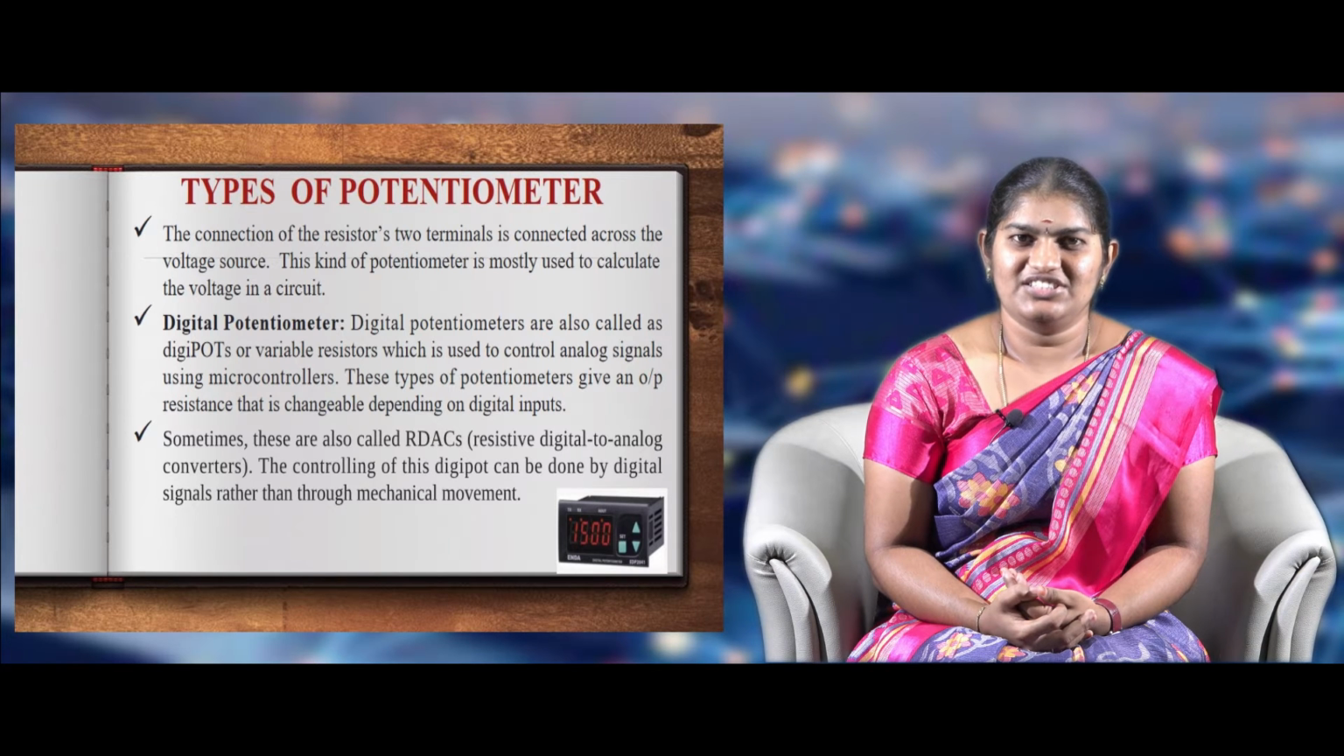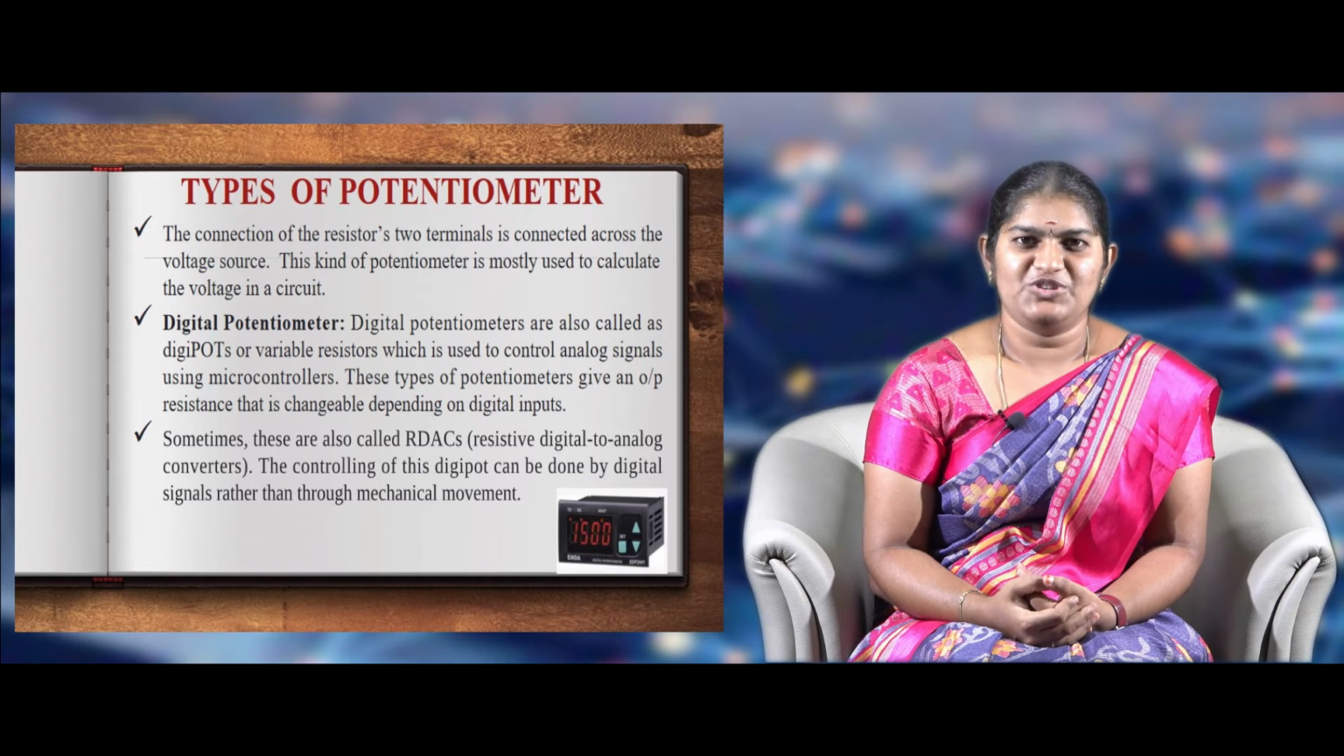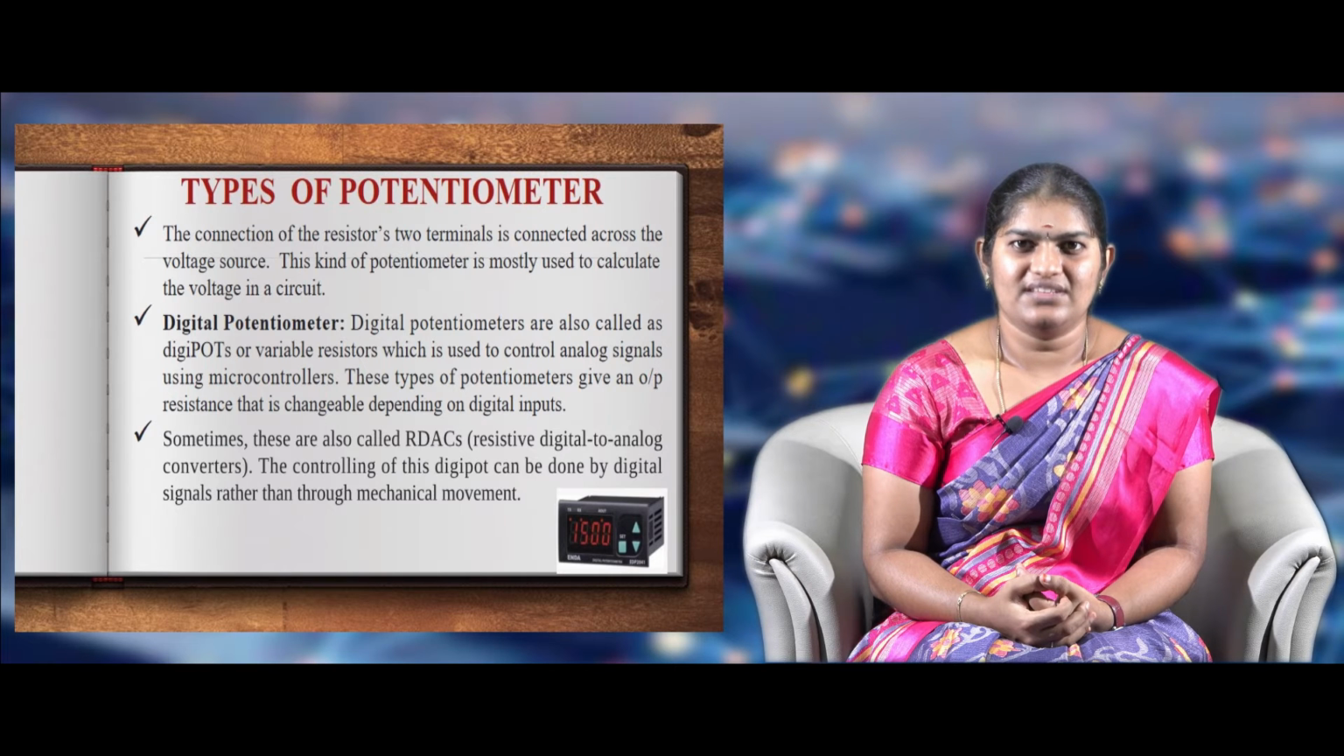Next we are going to discuss the digital potentiometer. A digital potentiometer is also called a digipot or variable resistor, which is used to control an analog signal using a microcontroller. This type of potentiometer gives an output resistance that is changeable with respect to the digital input. Sometimes it is also called an RDAC, that is, a resistive digital to analog converter. The control of a digipot can be done using a digital signal rather than mechanical movement.